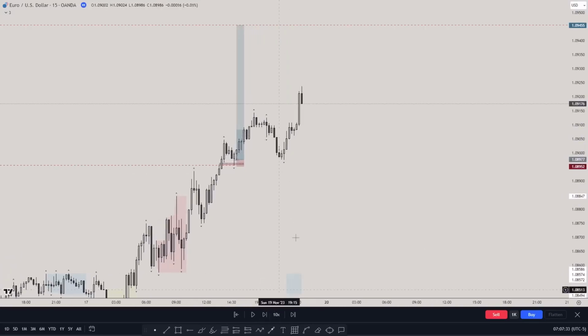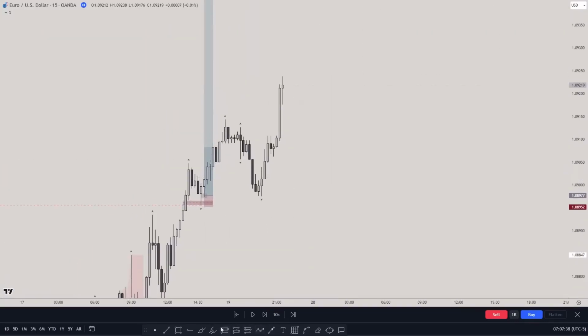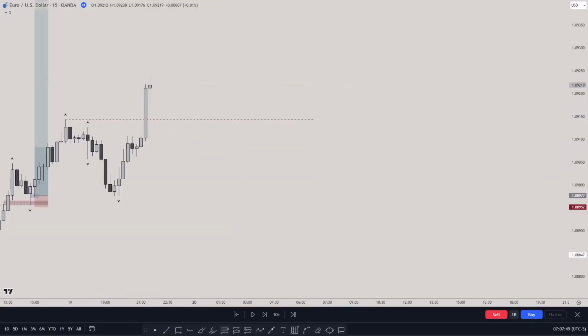This is Sunday. Price is breaking structure again. What do we see here? There was this high that is taken. Was it taken with a displacement or no displacement? It was actually taken with a fair value gap and big displacement right here. So we have this fair value gap, big one right here.